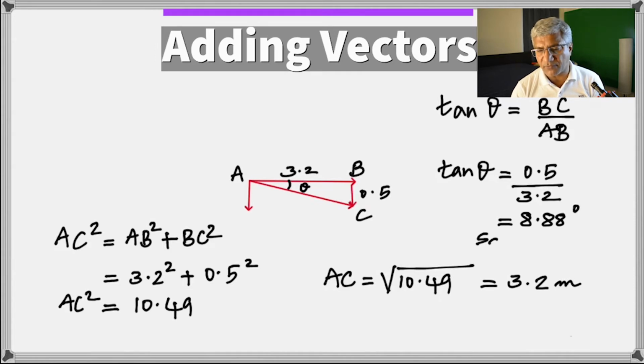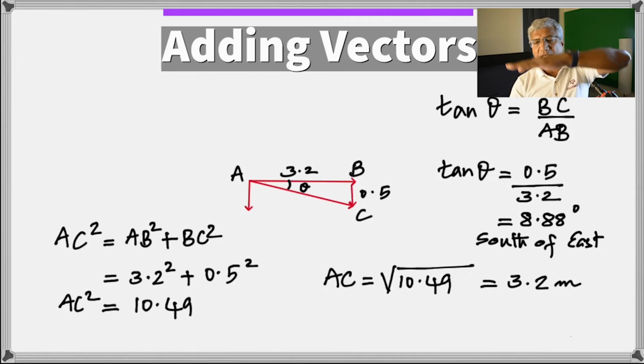8.88 degrees. Of course, you have to take the arctan or the inverse. So when you divide 0.5 by 3.2, you do not get 8.88. That is tan theta. Now, whatever number you got, you have to take the inverse of that in your calculator. That's when we get 8.88 degrees.